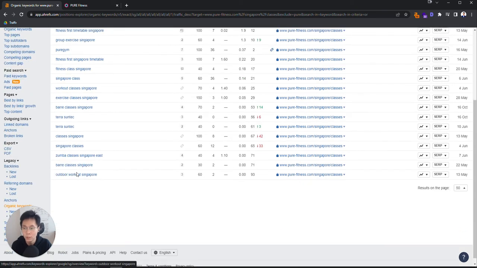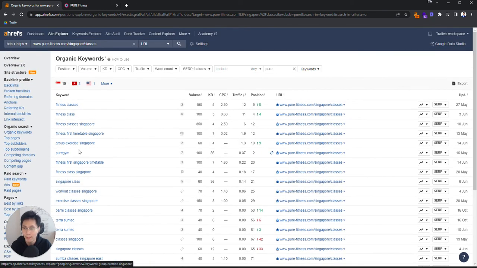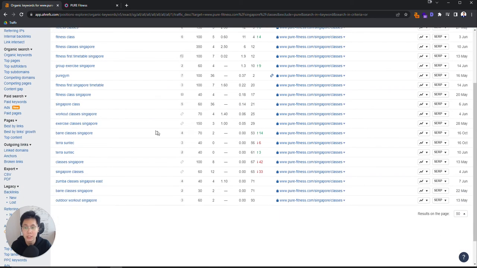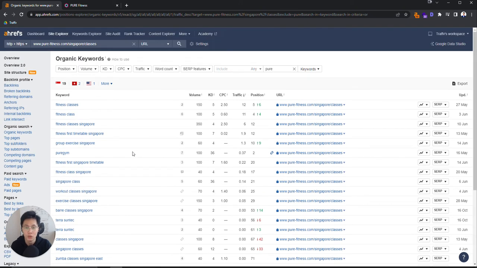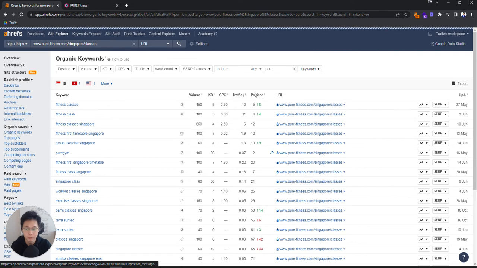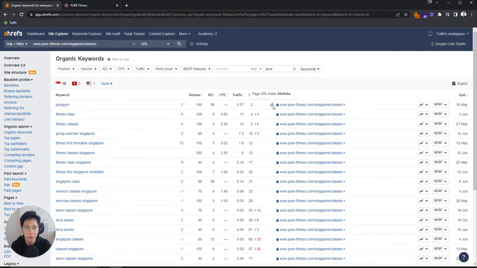So there are already a few keywords here. Now I'm going to share with you a little tip of what this profile of keywords tells you. You can see if we filter this by position, and if we remove these site links, because site links only appear when somebody searches for a brand, and then there's a secondary kind of link, but it doesn't really matter. What we only want to do is look at the keywords that are not in site links. So you can see fitness classes, group exercises Singapore.